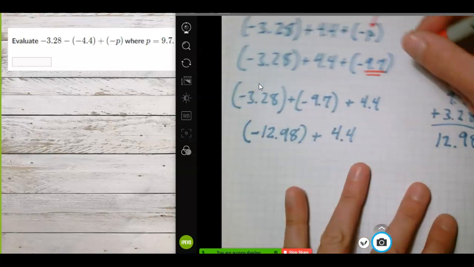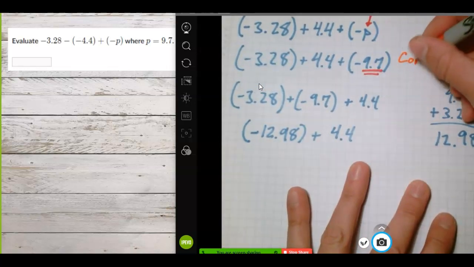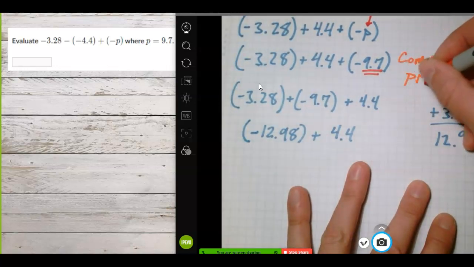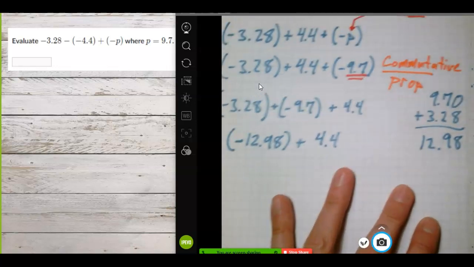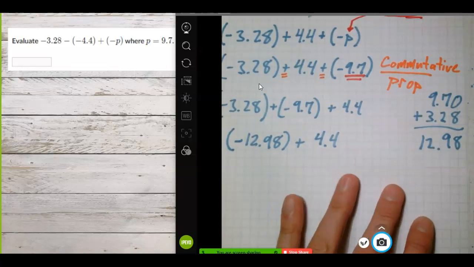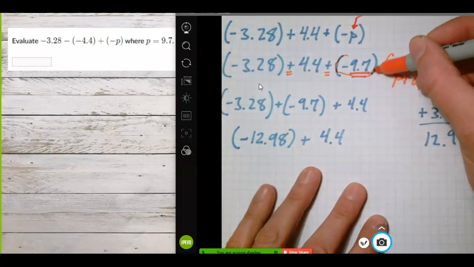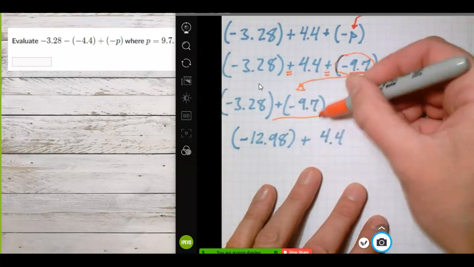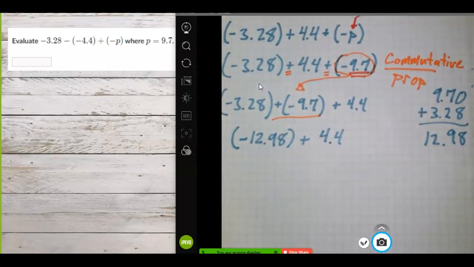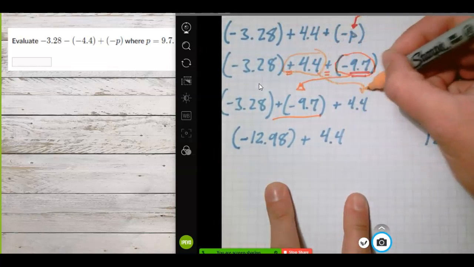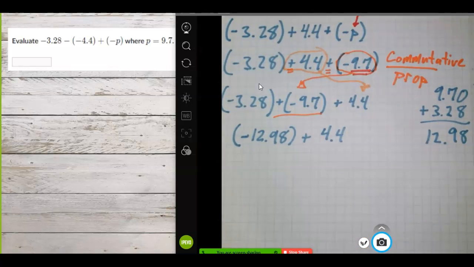So there's a property called the commutative property. And to commute means to move. So it says with addition, right, we're working with addition or multiplication, we're allowed to change the order. So all we actually did was just move the plus 9.7 over to here, and the plus 4.4, we just moved out to the end. It doesn't actually change anything. Just in my opinion, it makes the work easier to do.